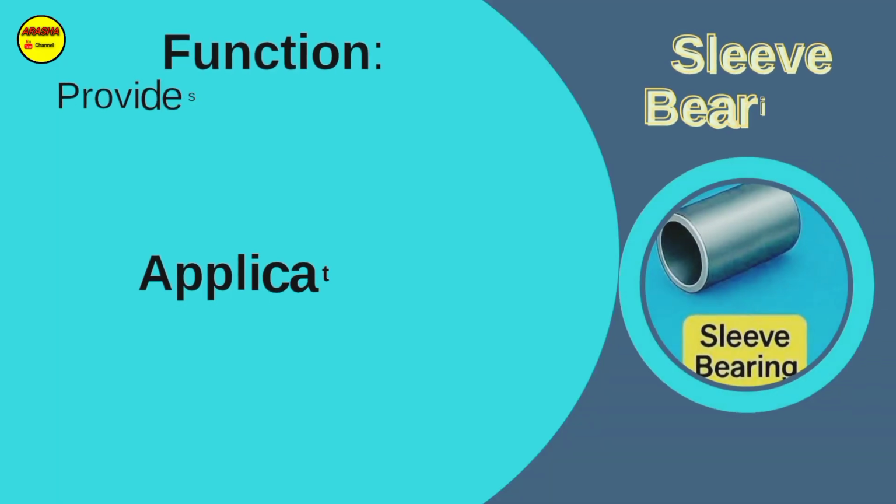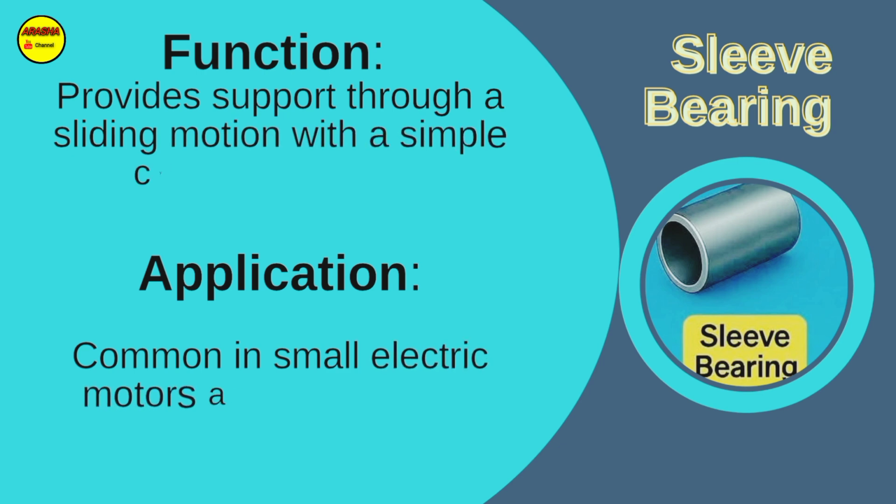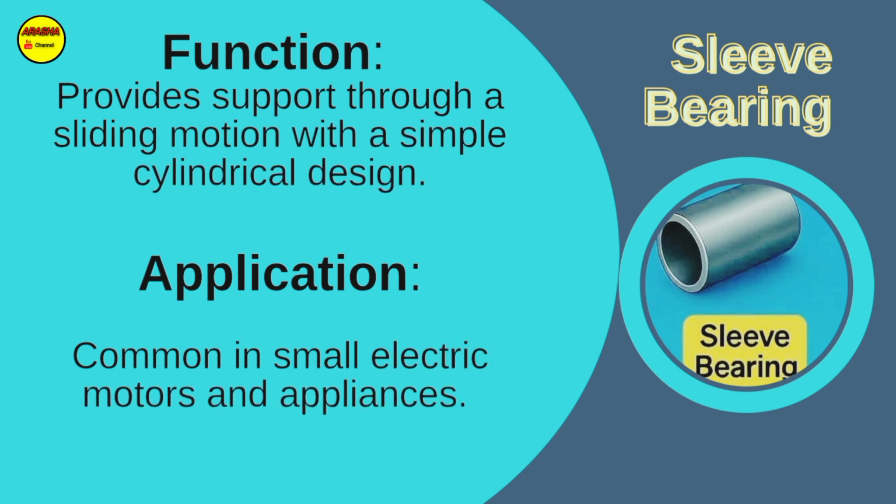Sleeve bearing. Function: provides support through a sliding motion with a simple cylindrical design. Application: common in small electric motors and appliances.